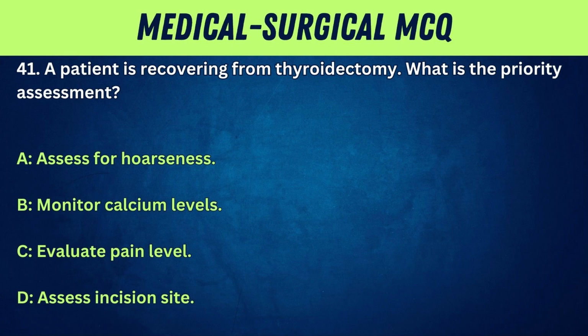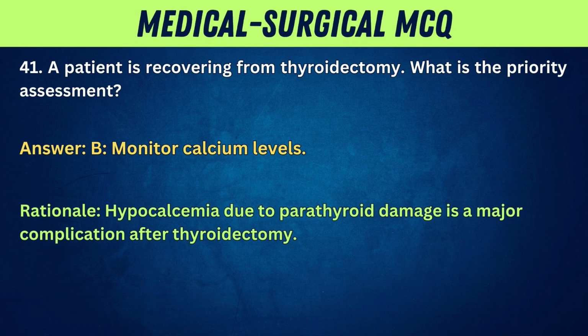41. A patient is recovering from thyroidectomy. What is the priority assessment? A. Assess for hoarseness. B. Monitor calcium levels. C. Evaluate pain level. D. Assess incision site. Answer: B. Monitor calcium levels. Rationale: hypocalcemia due to parathyroid damage is a major complication after thyroidectomy.